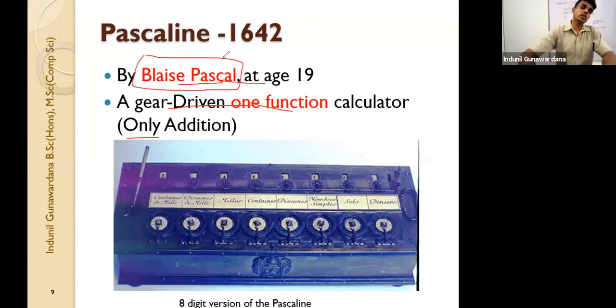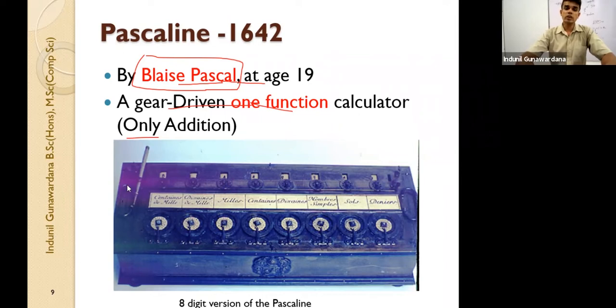Now this person invented many more theories in maths as well. You can remember Pascal's theory, and even physics. So he invented this machine at the age of 19. When he was 19, he invented that. I think you people are also getting closer to 19, right? Then invent something. Okay, so this is called a gear-driven one-function calculator.